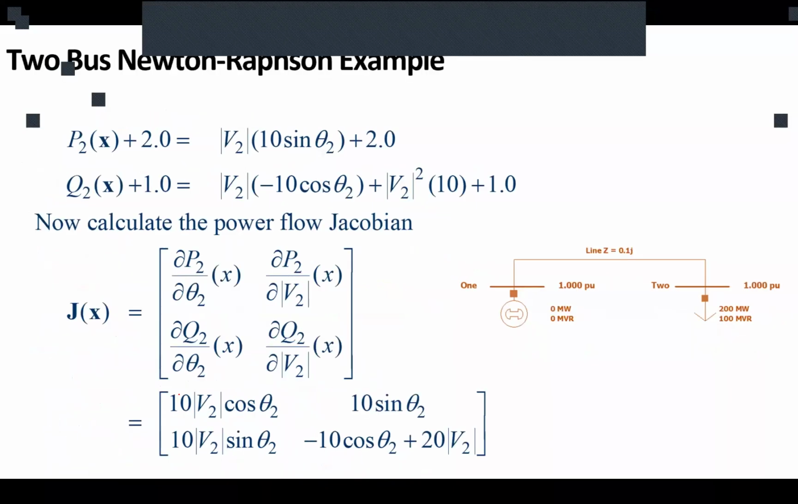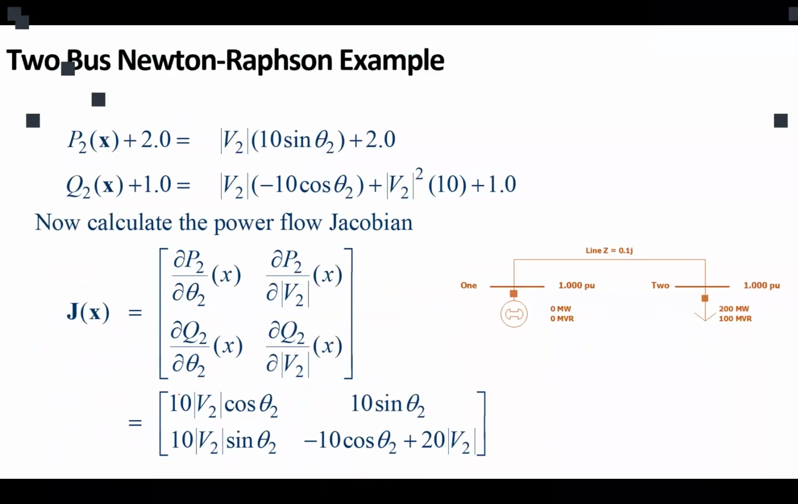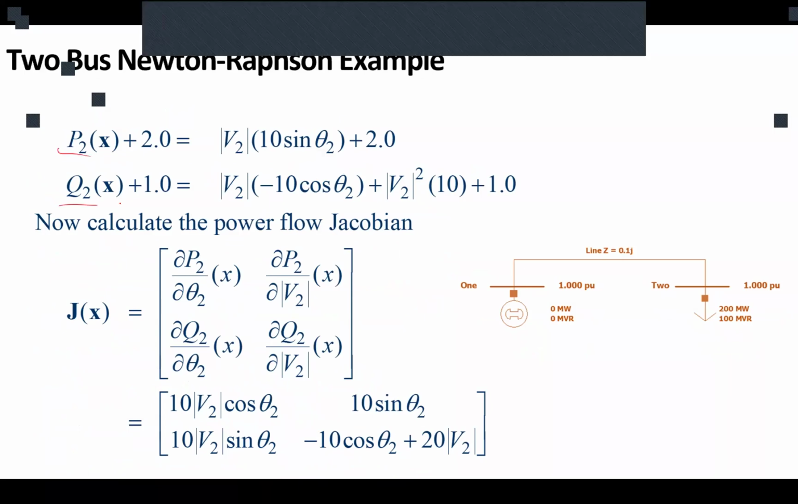Now, let's do the Newton-Raphson. In order to do that, we have our P2 and Q2 functions. We need a Jacobian. The Jacobian is the differential of P with respect to theta 2, the differential of P with respect to V2, Q with respect to theta 2, and Q with respect to V2. Do the differentials and you will find the Jacobian matrix for this example. Now we have our Jacobian.